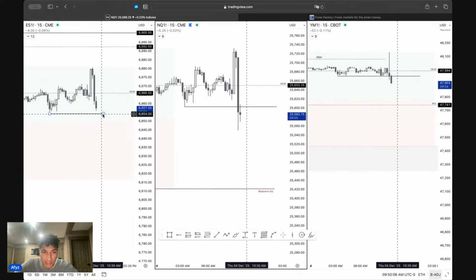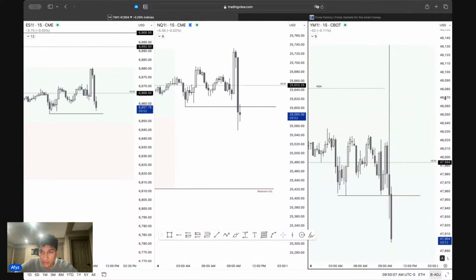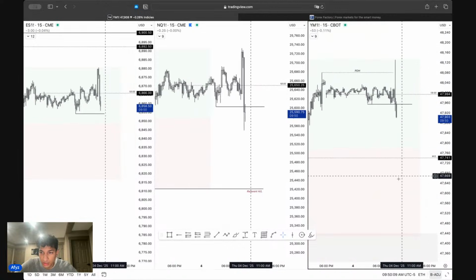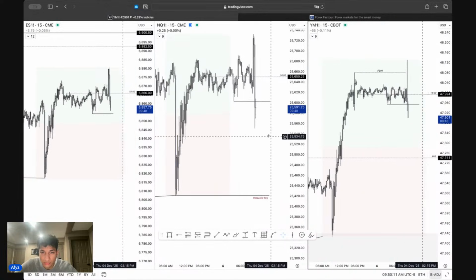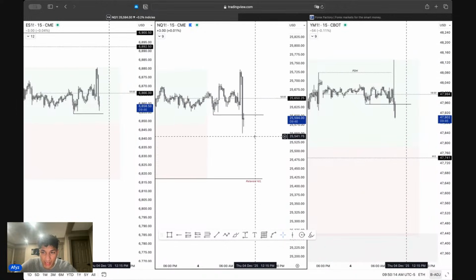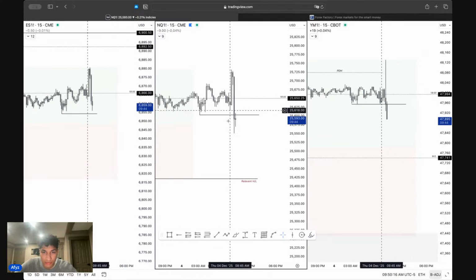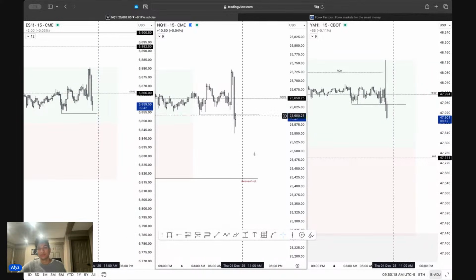So you can see ES is about to break this SMT here. Dow is trading lower. I'm seeing a strength switch of NASDAQ. So I'm going to get a gap. I'm looking for a continuation in this gap, potentially lower.